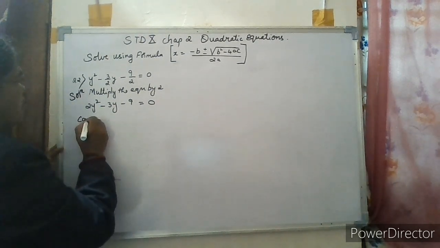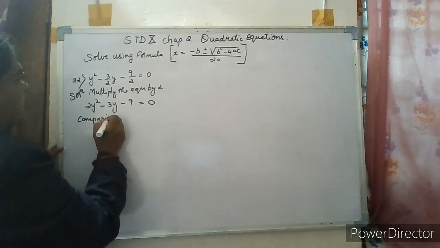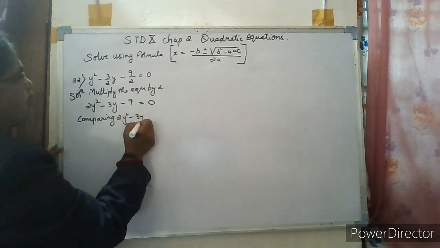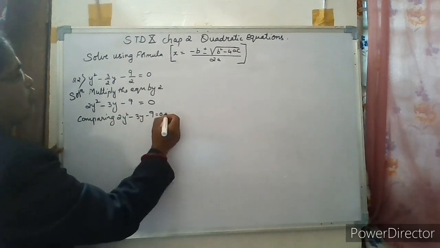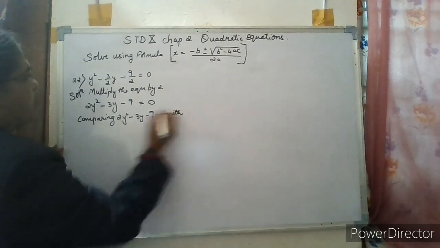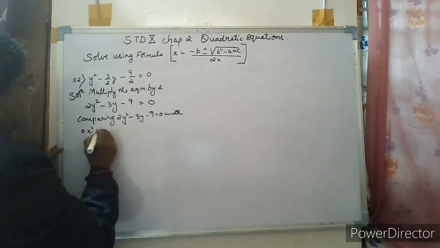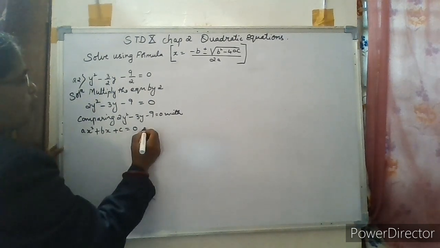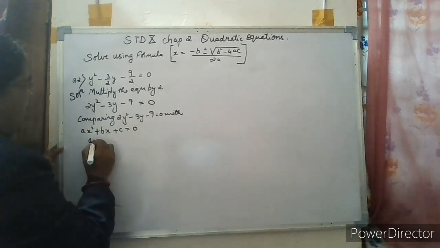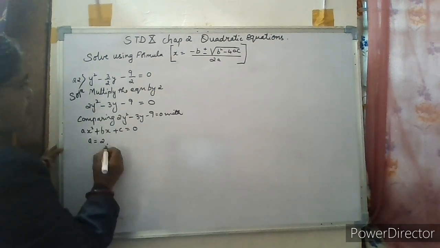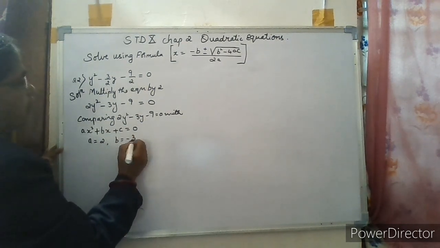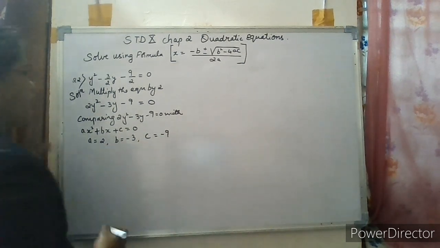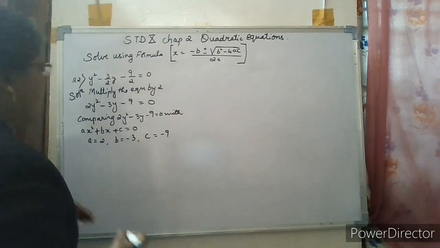So comparing 2y squared minus 3y minus 9 equal to 0 with ax squared plus bx plus c equal to 0, we have a value equal to 2, b value is equal to minus 3 and c value equal to minus 9. In this way we have got the values of a, b, c.